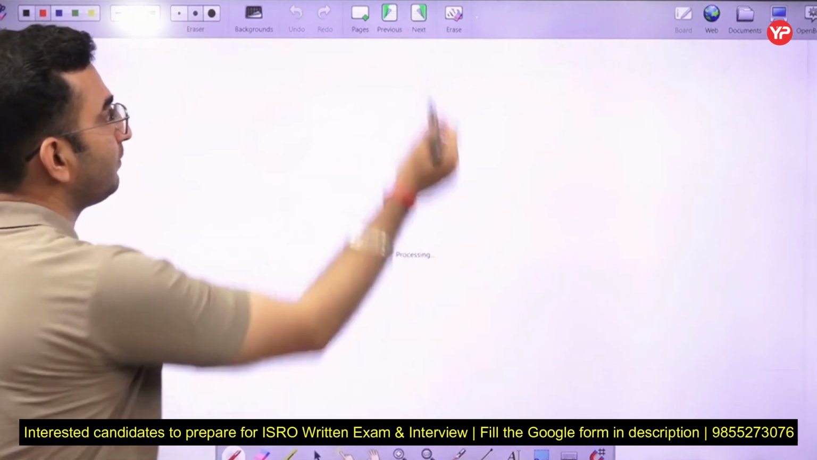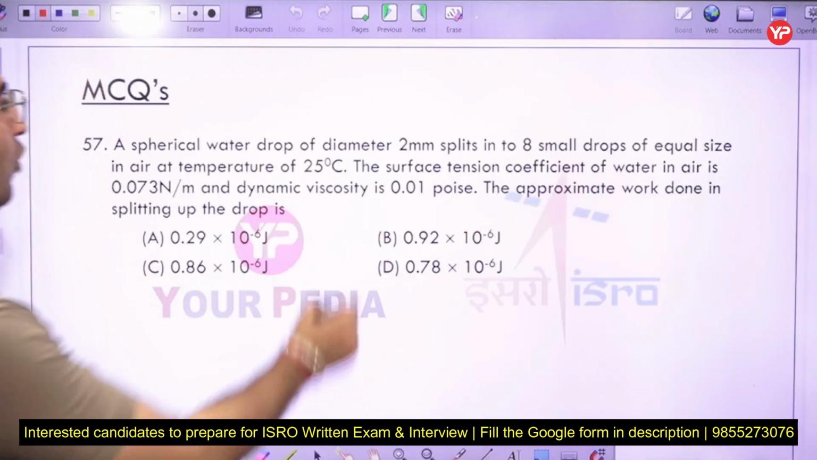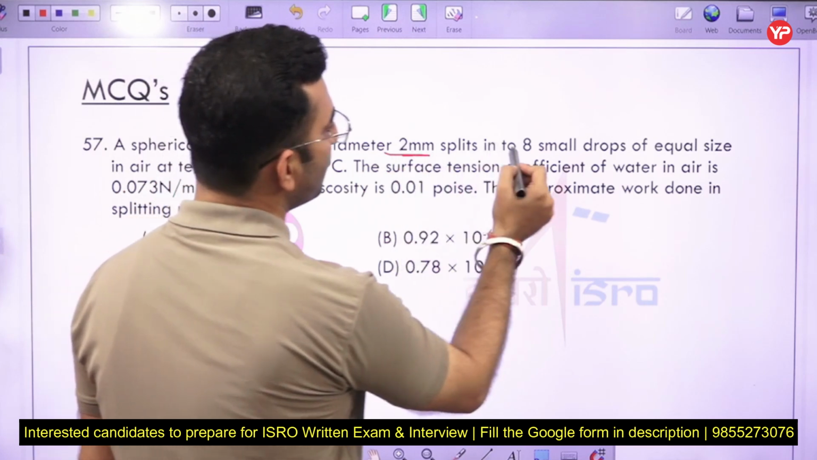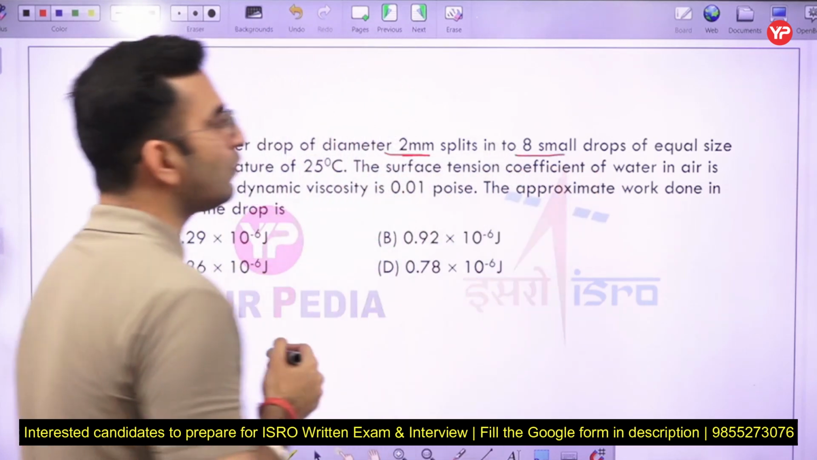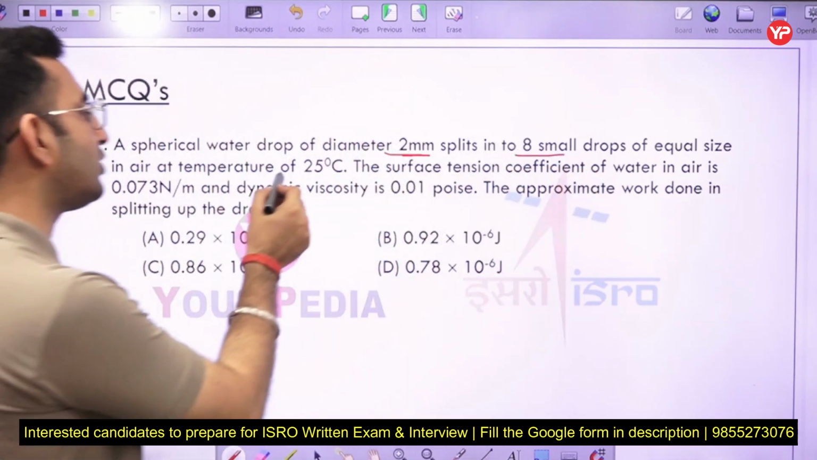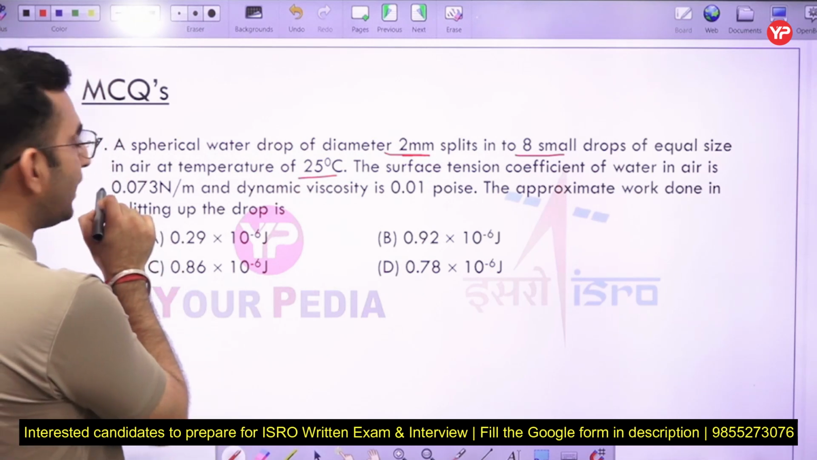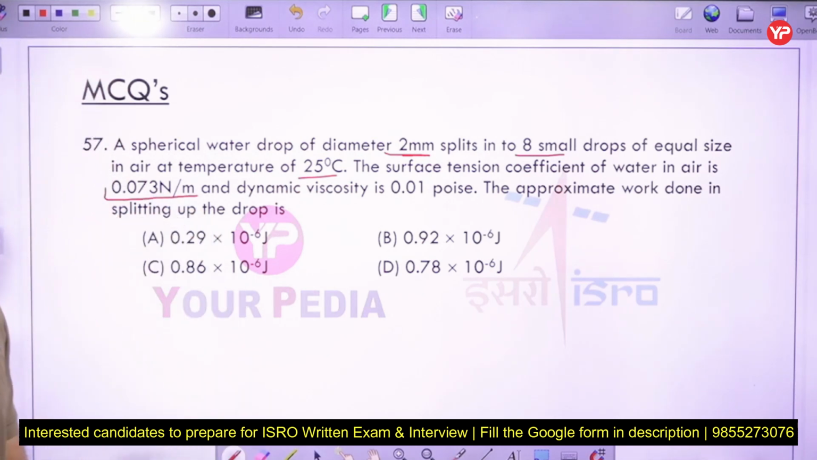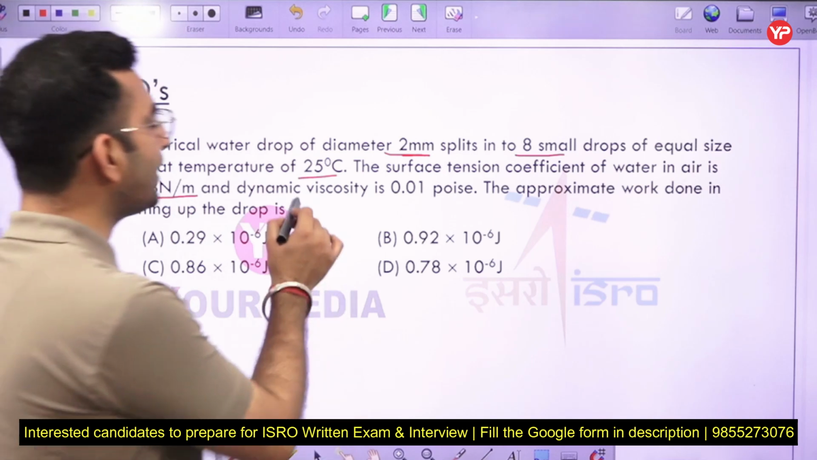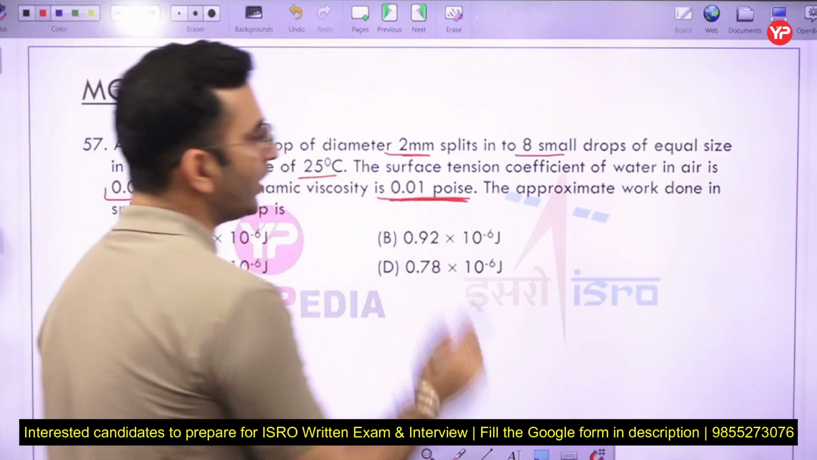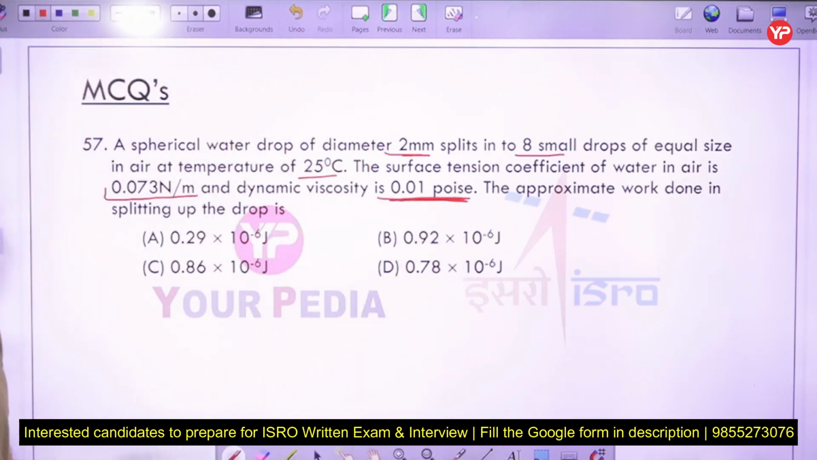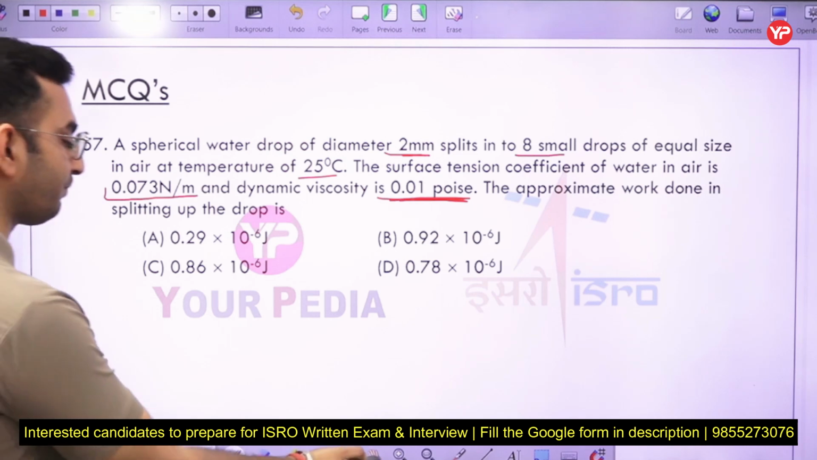Next question. A spherical water drop of diameter 2 mm splits into 8 small drops of equal size in air at a temperature of 25 degrees Celsius. The surface tension coefficient of water in air is given as 0.073 Newton per meter, and the corresponding dynamic viscosity is 0.01 poise. What will be the approximate work done in splitting up the drop?